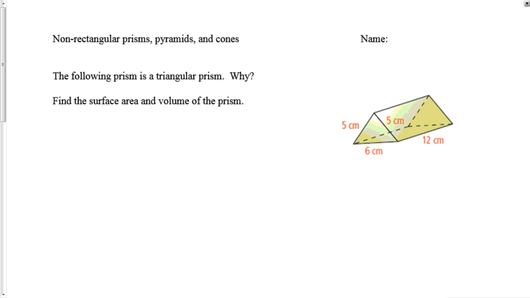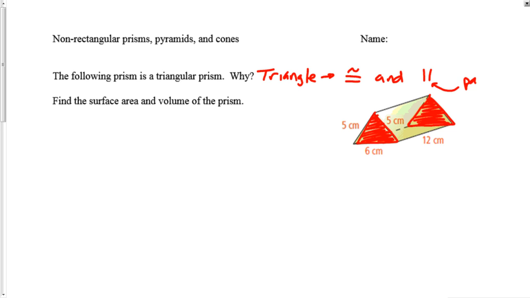Well, when we look for the same shape that is congruent and parallel, that's the definition of a base, we have this triangle, and then we have this triangle in the back. These two triangles are congruent and they are parallel. So we're going to write down that the shape is a triangle, and it's because they are congruent and parallel, and that symbol looks like this. So that symbol is parallel.